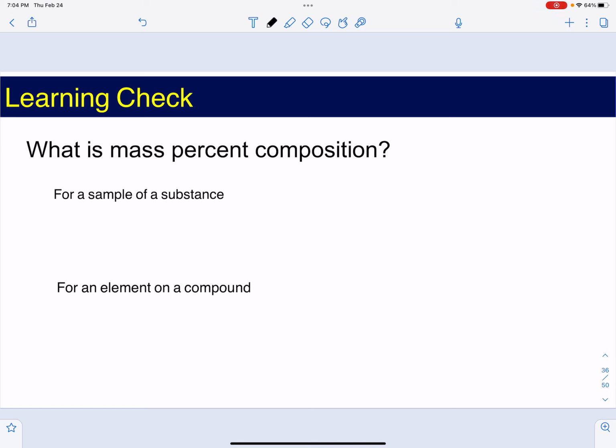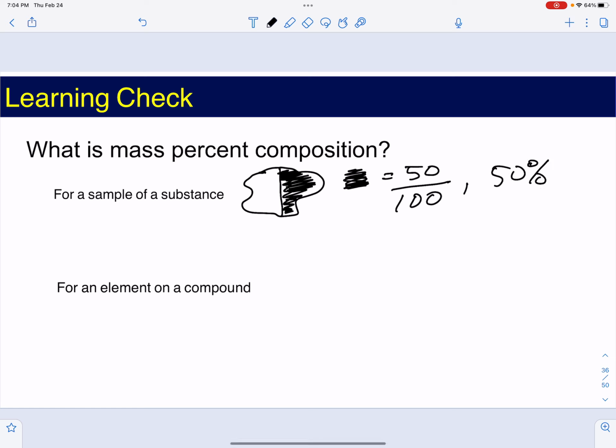Let's do it first for a sample of a substance. Let's say, for example, that I have a substance that is like that, but this substance is composed of component A and component B. So you can say that component A is about half of the total. So in other words, it's about 50%. Okay, let's see that in more chemical terms.